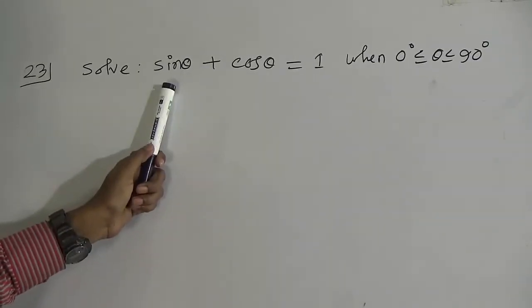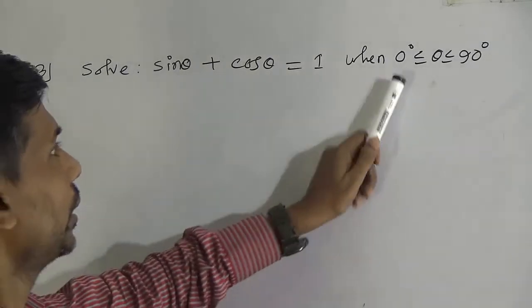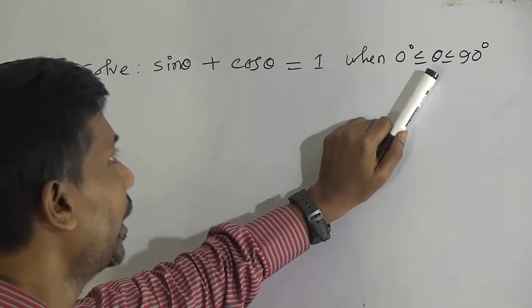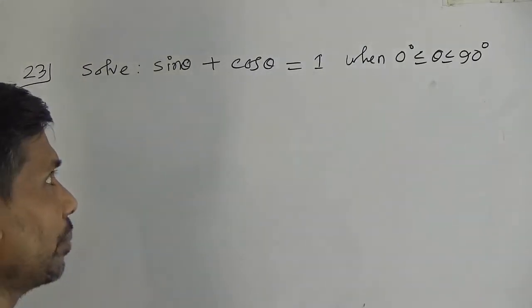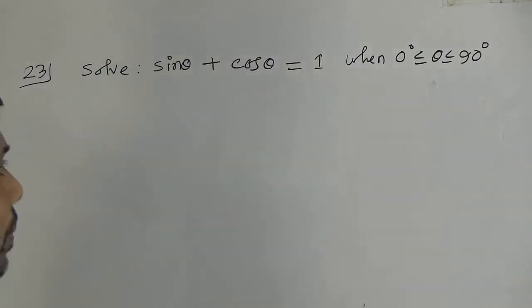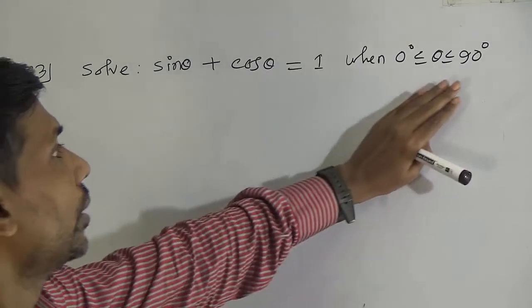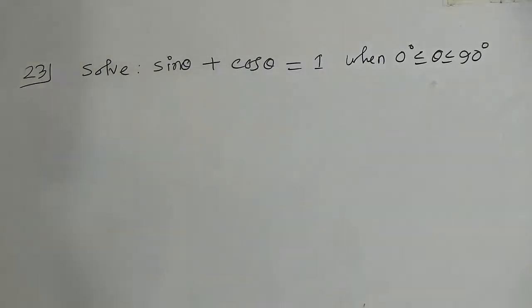Solve sin theta plus cos theta equal to 1. Now see the condition: 0 degree less than or equal to theta less than or equal to 90 degree. That means the value of theta may be 0 degree or 90 degree also. Okay. Now we will solve.